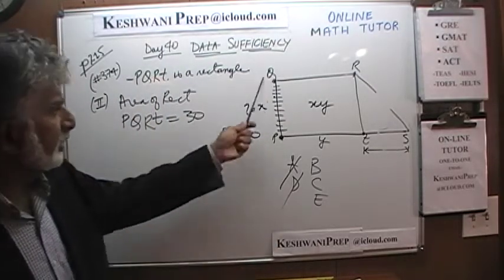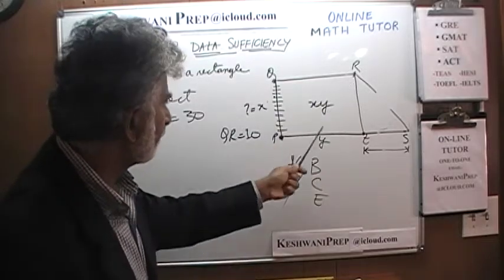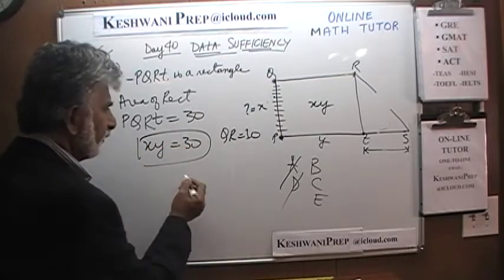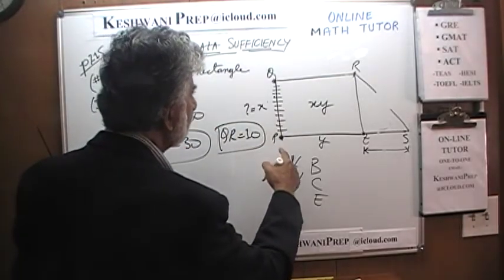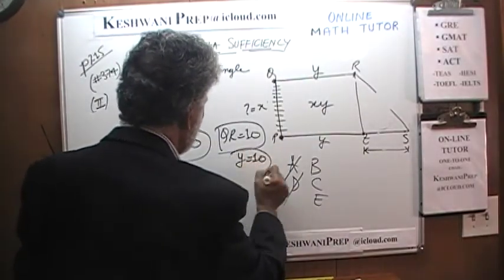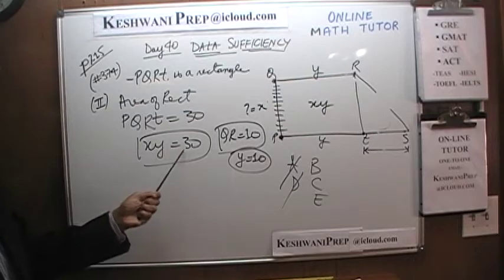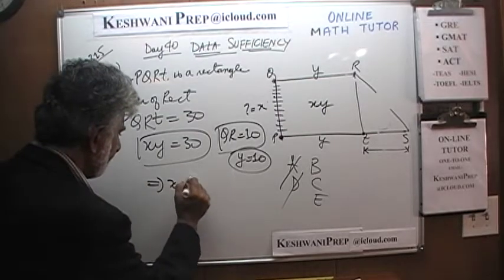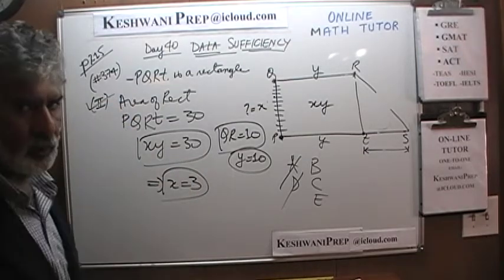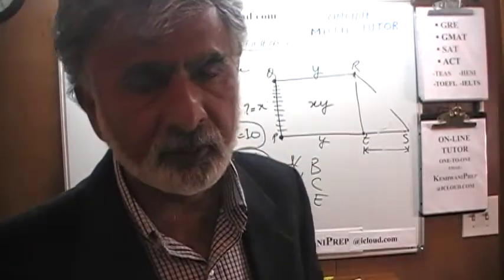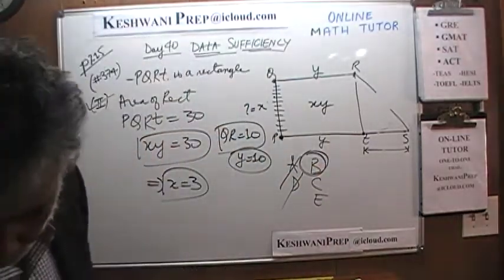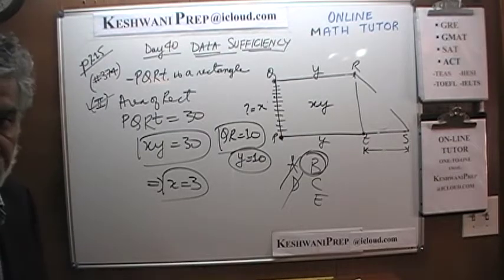Area of PQRT, which we are calling X and Y, these two sides. So X times Y, we know is 30. And they further go on to tell us that Q to R is the same as Y. There you go. Y is 10. If Y is 10 and X times Y is 30, that must imply that X is 3, which is what we were looking for. So the second statement was quite straightforward. Not only can we answer what we need to answer, but it was very simple. The answer is B. The second statement by itself does the job nicely.